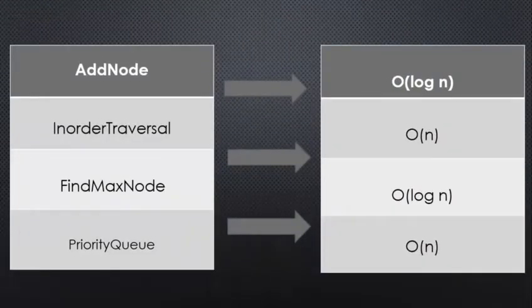The operations or functions that we use to implement Cartesian trees are these. We use add node with complexity O(log n), in-order traversal with O(n), find max node having complexity O(log n), and priority queue with O(n). So the total complexity of the Cartesian tree is linear, that is O(n).